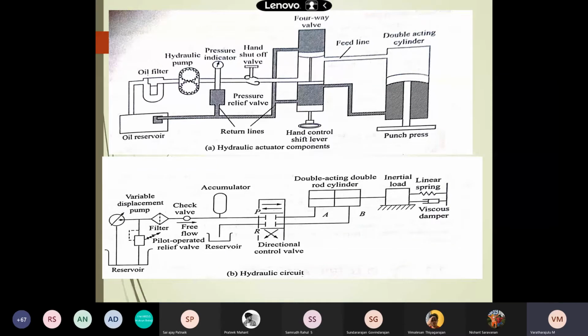Motors are used where rotary motion is desired, and cylinders are used where linear motion is necessary. When there is a rotary motion, we prefer motors, and when there is a linear motion, we prefer cylinders.